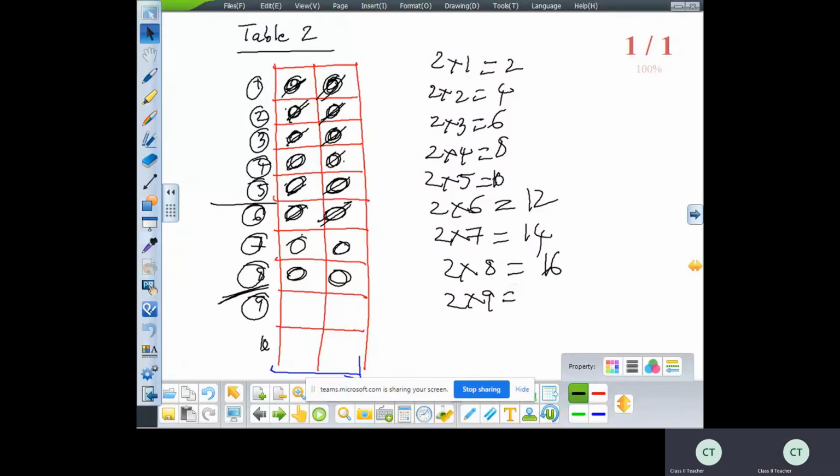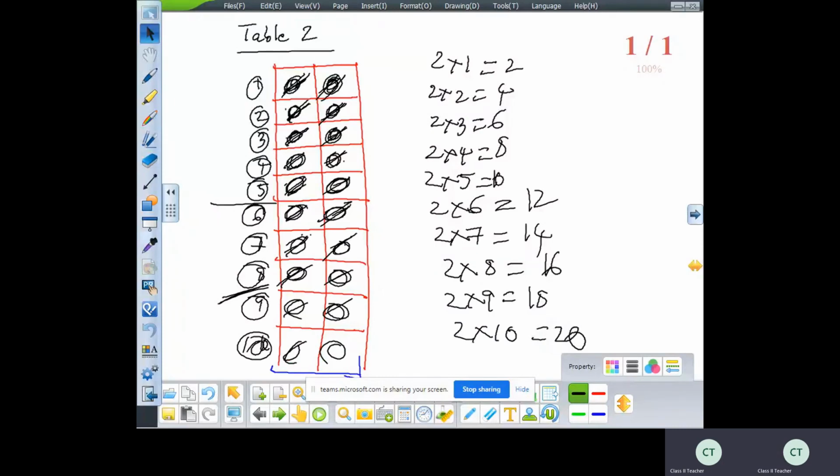Count the table from 1 to 9. 1, 2, 3, 4, 5, 6, 7, 8, 9, 10, 11, 12, 13, 14, 15, 16, 17, 18. 2 nines are 18. Next, 2 tens are. Again count from the start: 1, 2, 3, up to 20. 2 tens are 20. This is the 2 table.